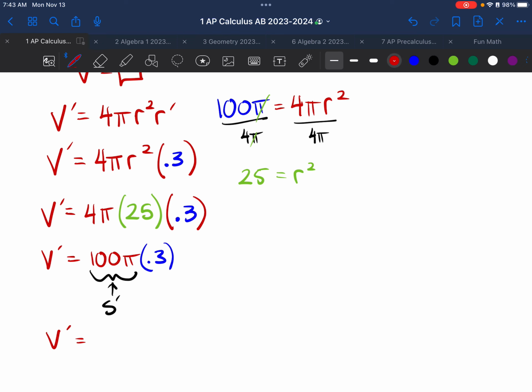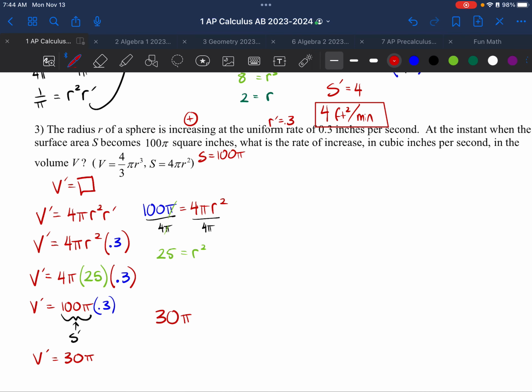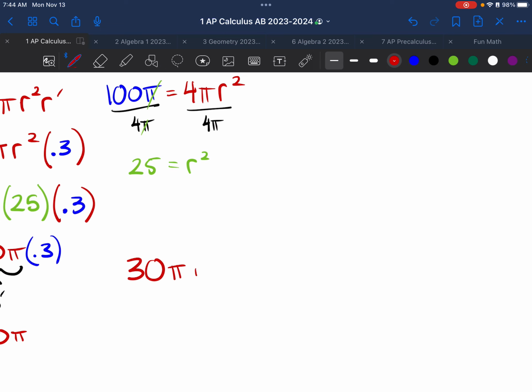V prime is, okay, so if I'm doing 100 times 0.3, that's going to be 30. So it's going to be 30 pi. And then I'm going to write out my answer over here. So it's going to be 30 pi. And then what is my unit? Oh, it tells us cubic inches per second. So I'm just going to say cubic inches, which means inches to the power of 3 per second. Inches cubed per second.